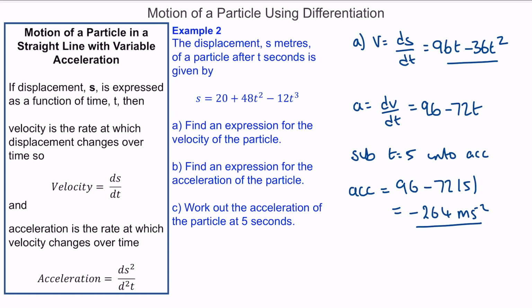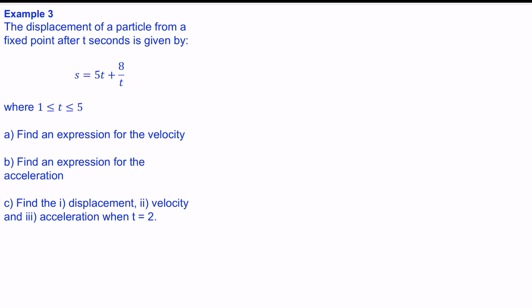Okay? So for question 3, we're told that the displacement of a particle from a fixed point after t seconds is given as this, where t ranges between 1 and 5 inclusive. And for part A, we've been asked to work out the expression for the velocity, for part B, the acceleration, and then for part C, find the displacement, velocity, and acceleration at 2 seconds. Do you want to try this question yourself? You can pause the video, and when you come back, we'll go through the worked solution.